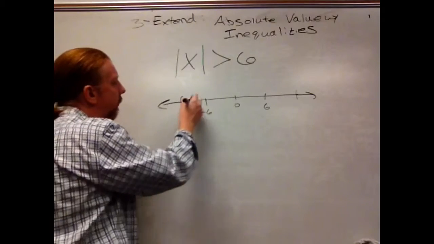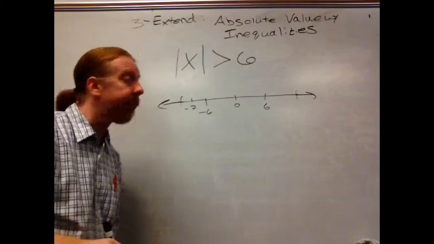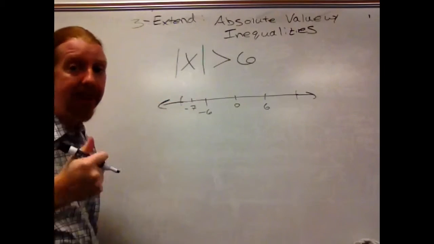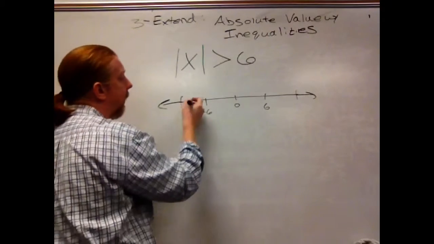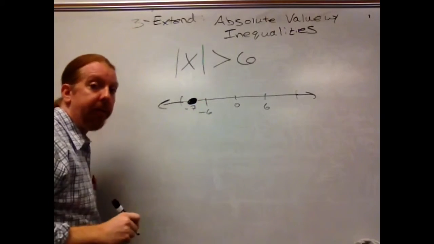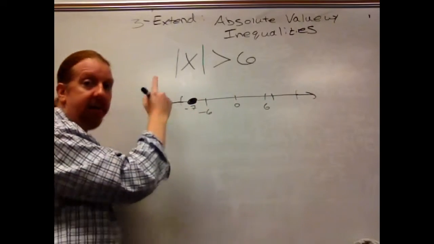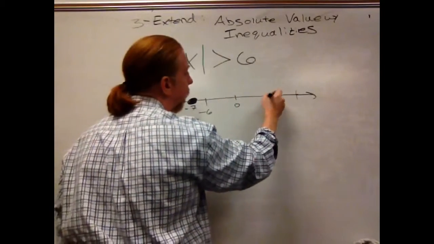How about we try negative 7? Is that a solution? Negative 7, stripped of its sign, becomes positive 7. Positive 7 is greater than 6. So that's definitely going to work out. How about positive 7? Same logic. Positive 7 stripped of its sign, positive 7 is greater than positive 6.